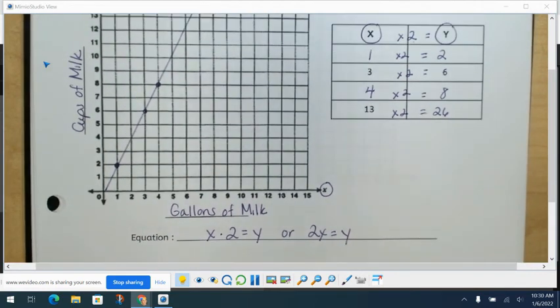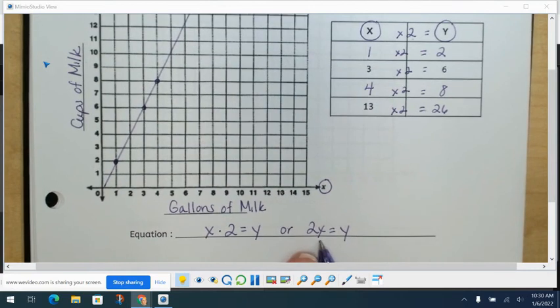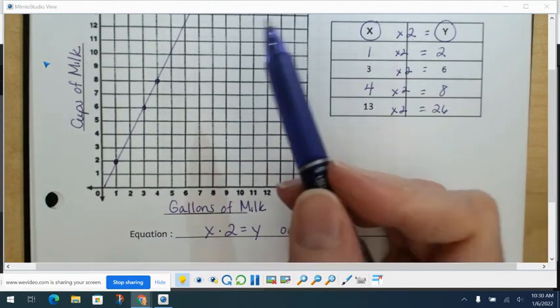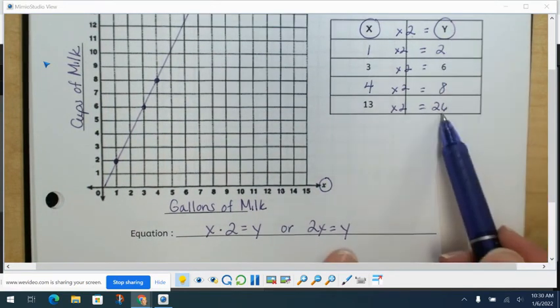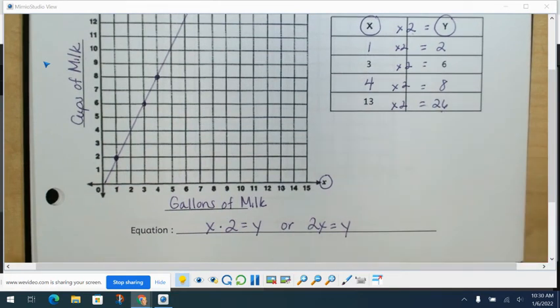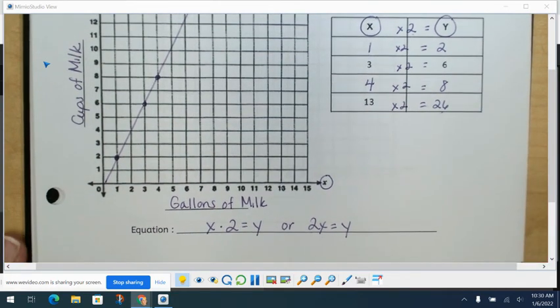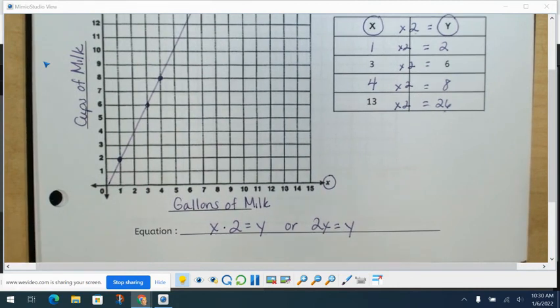If you want to double check, plug some of your numbers back in here and see if it makes sense. For instance, if I stick 13 in for my x value, 13 times 2 is 26, and that's my y value. So I know that equation is correct. And so that's how you determine independent and dependent variables and write equations.